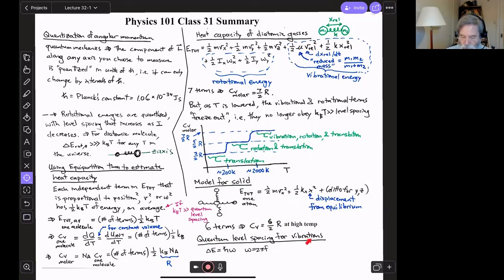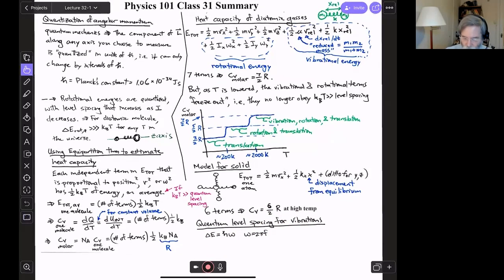We also briefly said, I didn't prove this, I just stated it, that the quantum level spacing for vibrations is given by h bar omega, where omega is 2 pi times the frequency of the vibrations. So questions about any of that? Okay.